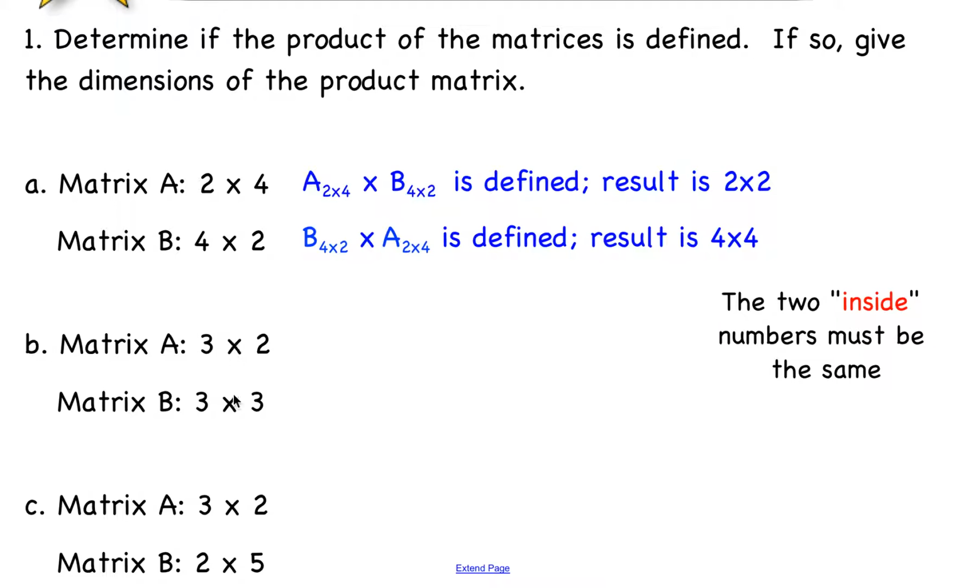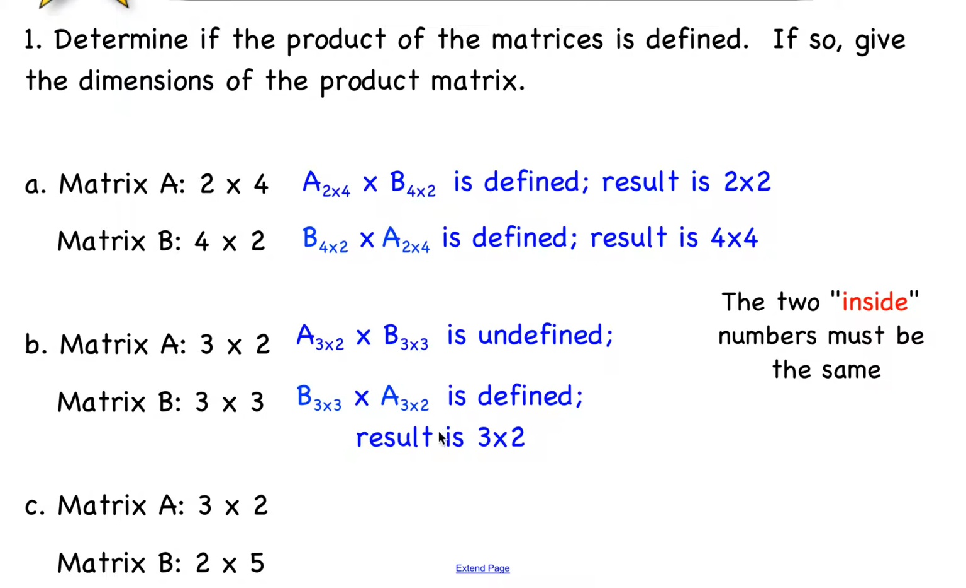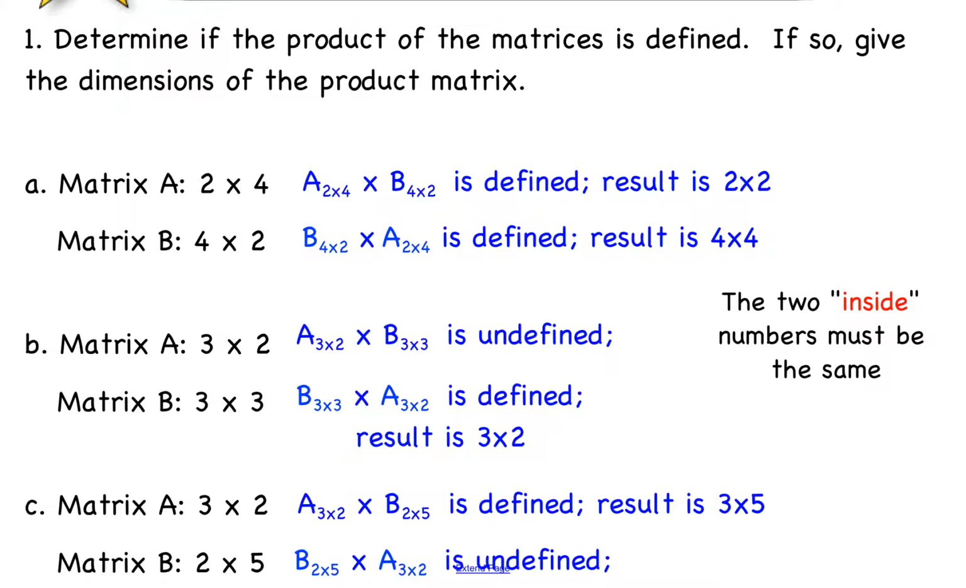How about this one? Is AB defined? Well, A is 3 by 2, B is 3 by 3. Inside dimensions don't match, therefore it's undefined. How about B times A? What if we put B first? Then the inside dimensions match, and the result is 3 by 2. Letter C: if we go A times B, it's defined, and the result is 3 by 5. However, if we do B times A, it is undefined because the innermost dimensions do not match.